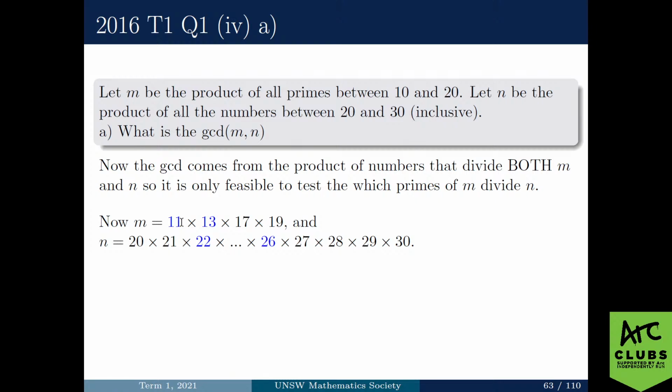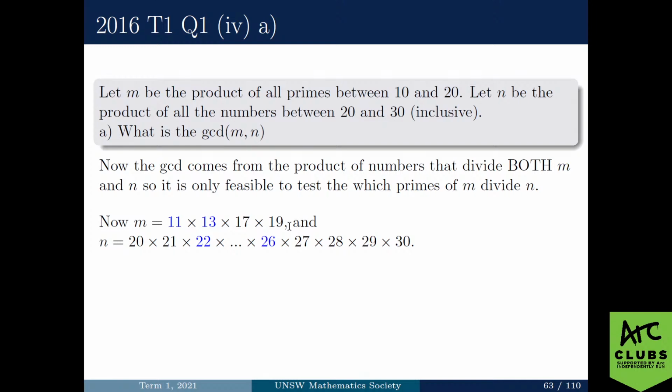Yeah, because of this one number 22, right? 22 is factorized into the primes of 2 and 11. So 11 does divide n. And similarly with 13, we can see that 13 divides 26, which is also a factor of n. But unfortunately, no multiple of 17. So 0, 17, 34, and so on. None of these numbers are included in n. So 17 does not divide n, and neither does 19 by that same reason.